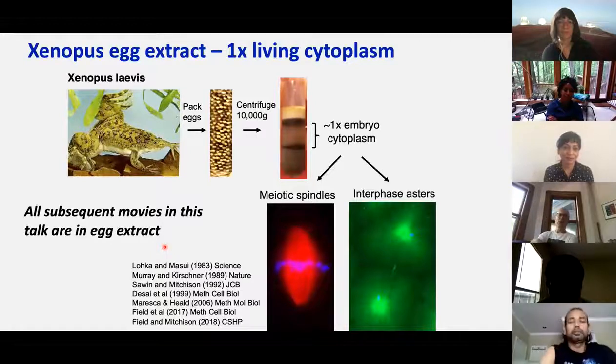And we can't look into frog eggs and do live movies, but for many years we've been able to make a beautiful extract system by collecting the eggs, compacting them in a centrifuge tube, and then crushing them. We can get out this kind of 1x living cytoplasm, and here's a series of citations for people who are interested. In that cytoplasm, we think we can recapitulate most of the events of early frog embryogenesis, including building spindles and asters from a microtubule perspective. But this cytoplasm, you can see it's quite cloudy. It's full of organelles. It's also full of actin and other things I'll talk about in a minute.